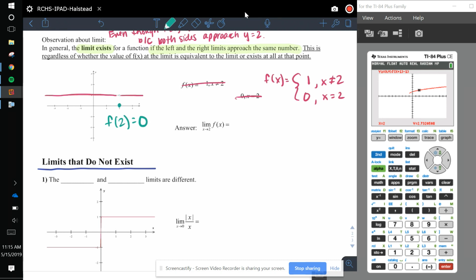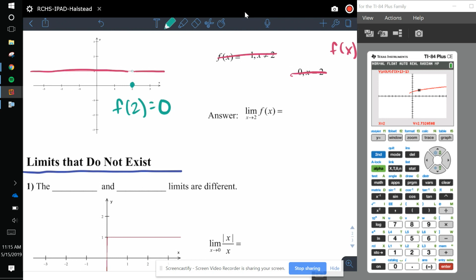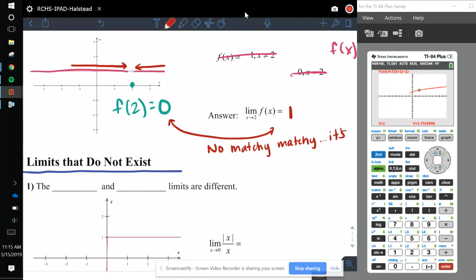But now let's get the limit as x approaches 2 of f of x. So we have to look on the left. What is happening as we move left? It looks like it's approaching 1. And if I move from the right, the graph is also approaching the value 1. So the limit is 1. No matchy-matchy, but it's okay. The limit value does not have to equal the actual value of the graph.